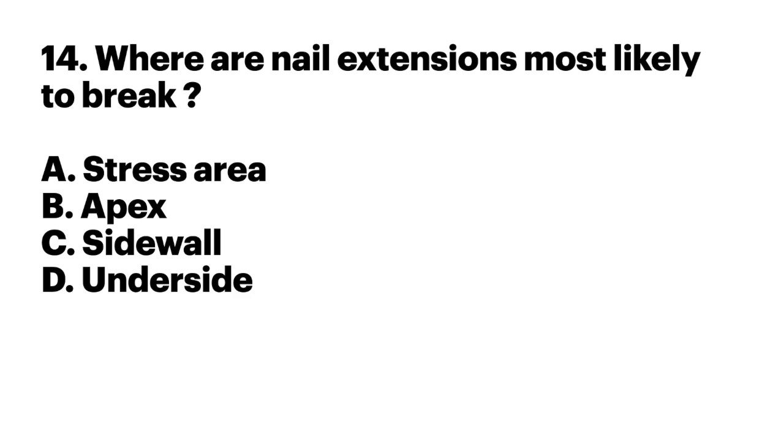Number 14. Where are nail extensions most likely to break? A. Stress area. B. Apex. C. Side wall. D. Underside. The answer is A. Stress area.